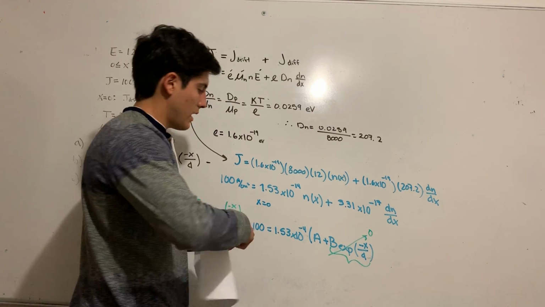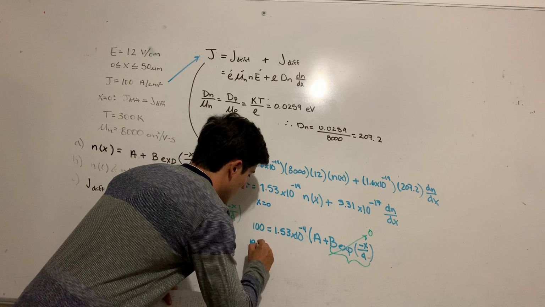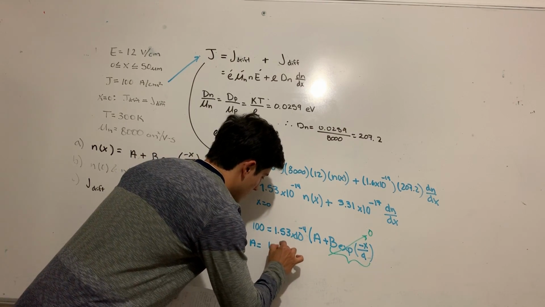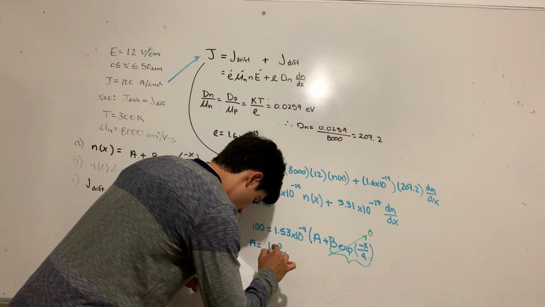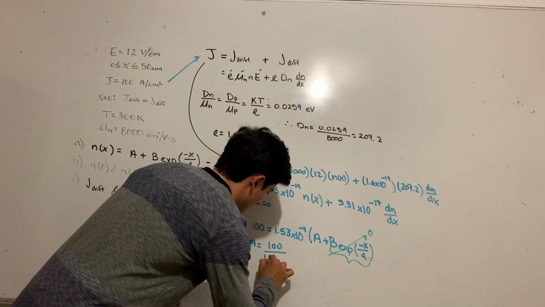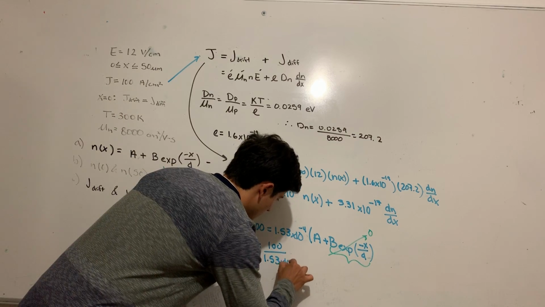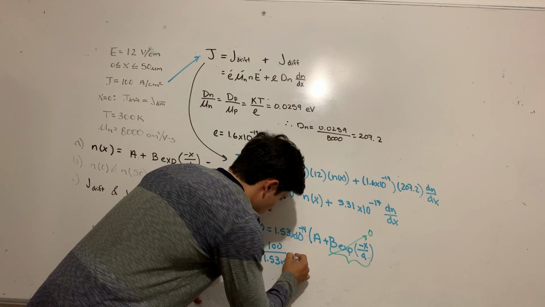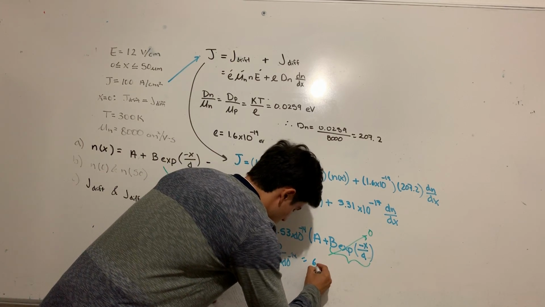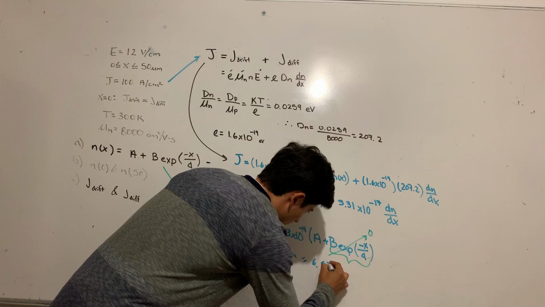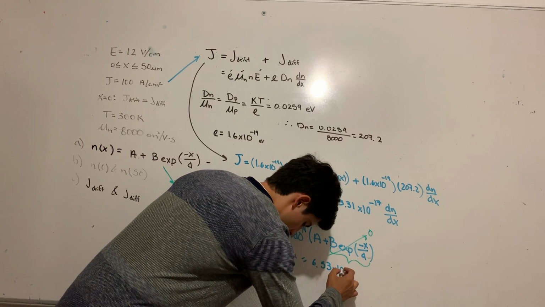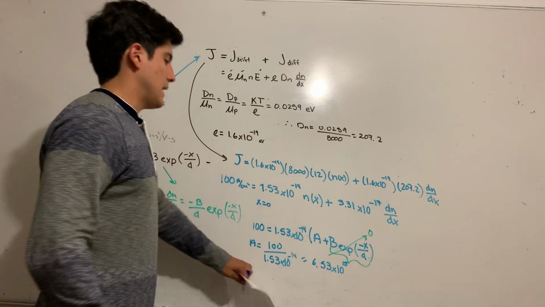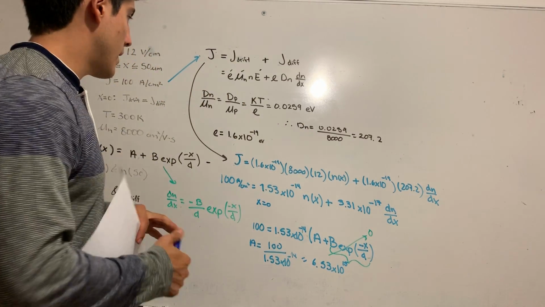So it turns out that a is equal to 100 over 1.53 times 10 to the minus 14. We got a 1 here. And this is equal to 6.53 times 10 to the 15. That's a already. We got a.